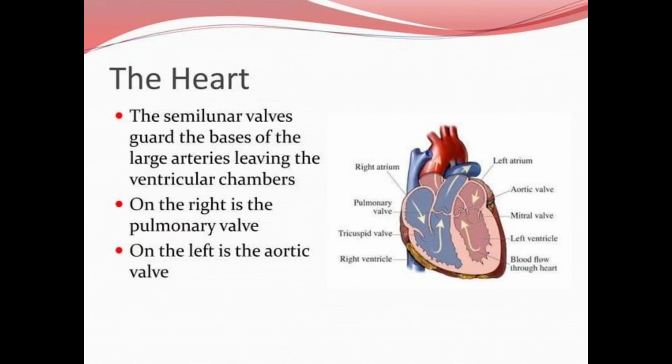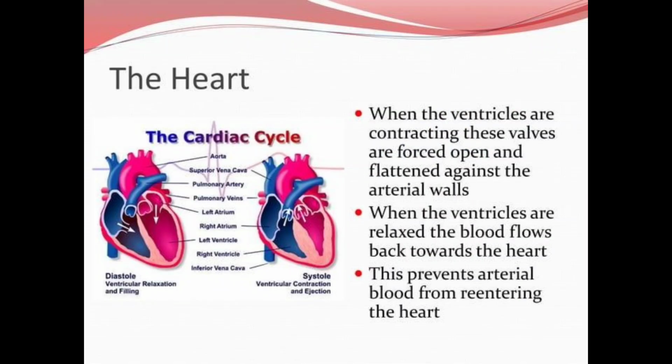Next, the semilunar valves guard the base of the large arteries leaving the ventricular chambers. On the right side is the pulmonary valve. On the left is the aortic valve. When the ventricles contract, these valves are forced open and flattened against the arterial wall. When the ventricles relax, the blood flows back toward the heart. So these valves prevent the arterial blood from re-entering the heart, preventing backward blood flow.